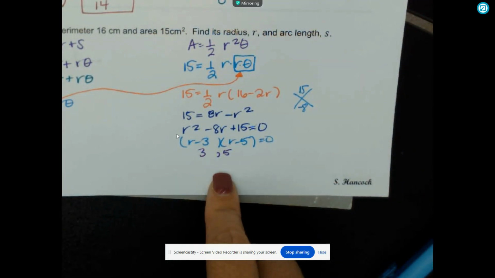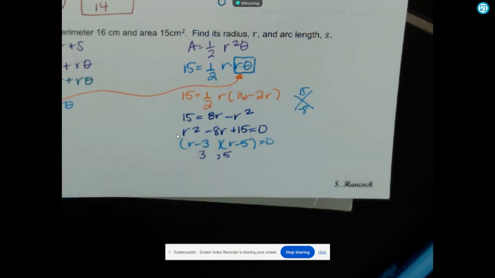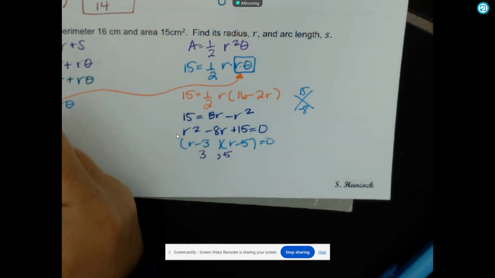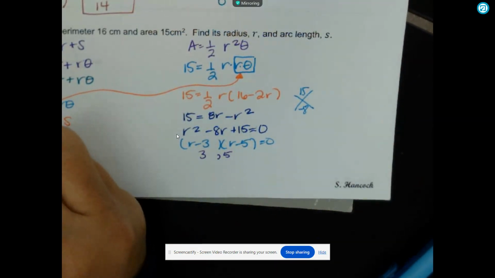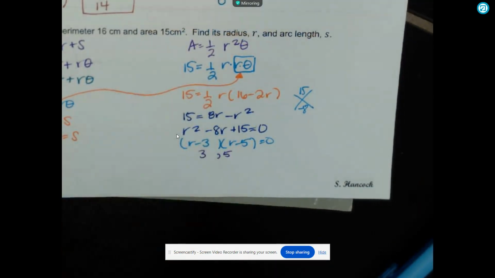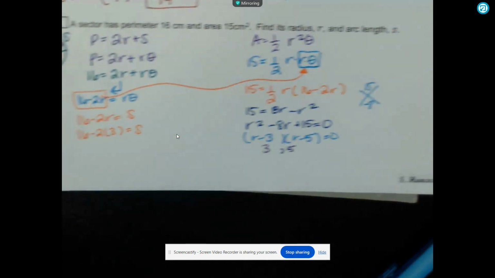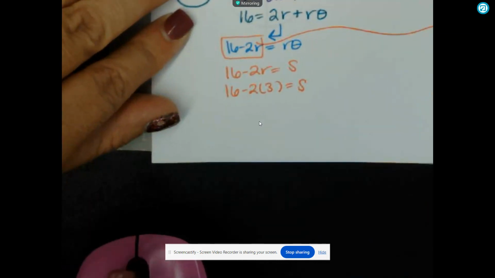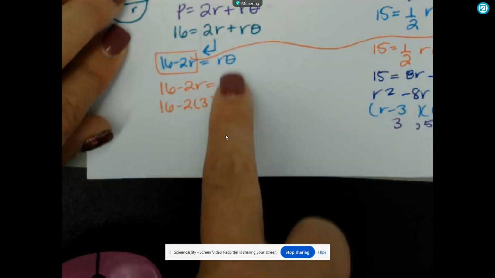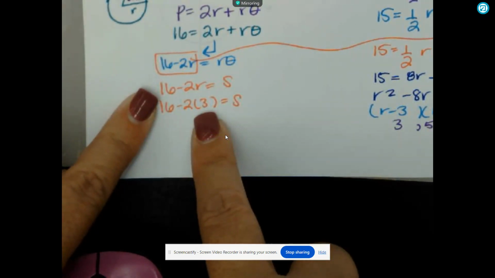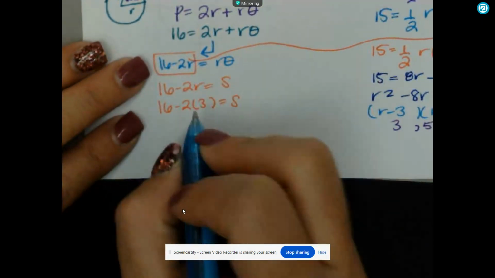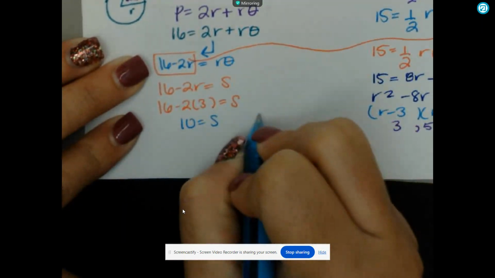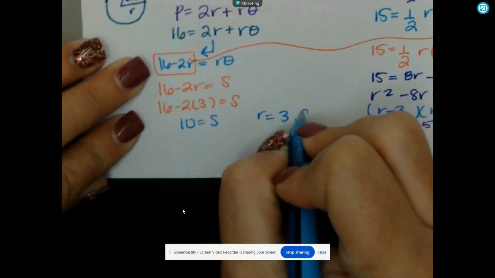Okay, so we're going to have to plug them both in. So I'm going to go back over here. All right, and we know that R theta is the same thing as S, correct? So 16 minus 2R equals S, and I'm going to put in 3 for my first R. So 16 minus 2 times 3. You can't see it. Oh, it's on the wrong side. My bad. Thank you. All right, so S is the same thing, right? So I just went back and put S back in where R theta was. And then my first R is 3. So 2 times 3 is 6. What's 16 minus 6? 10. So when R equaled 3, S equaled 10.